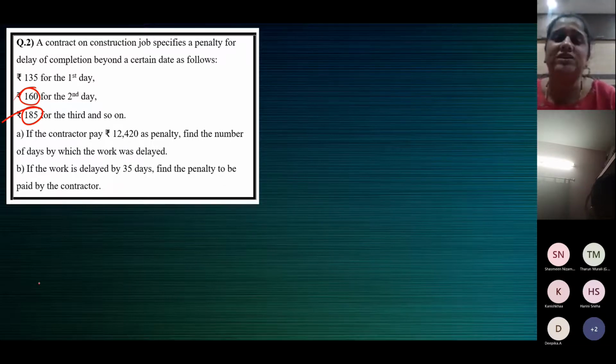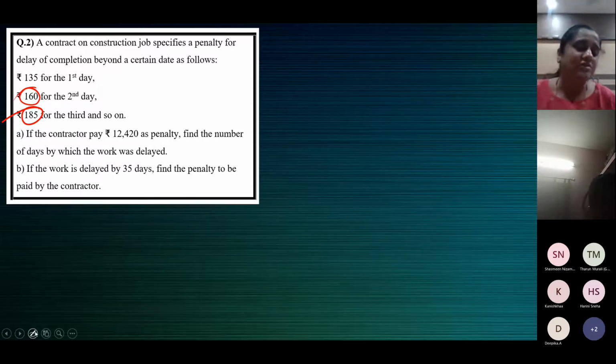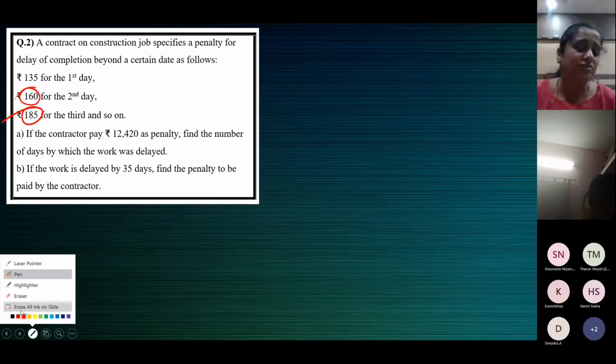The 25th term will tell you the penalty to be paid for the 25th day. The 35th term will tell you the penalty. If you go and ask the 35th term what it stands for, that term will tell you that I am the penalty you have to pay for the 35th day. So that is the meaning of all the terms in the AP. So understanding this, you need to answer these questions.